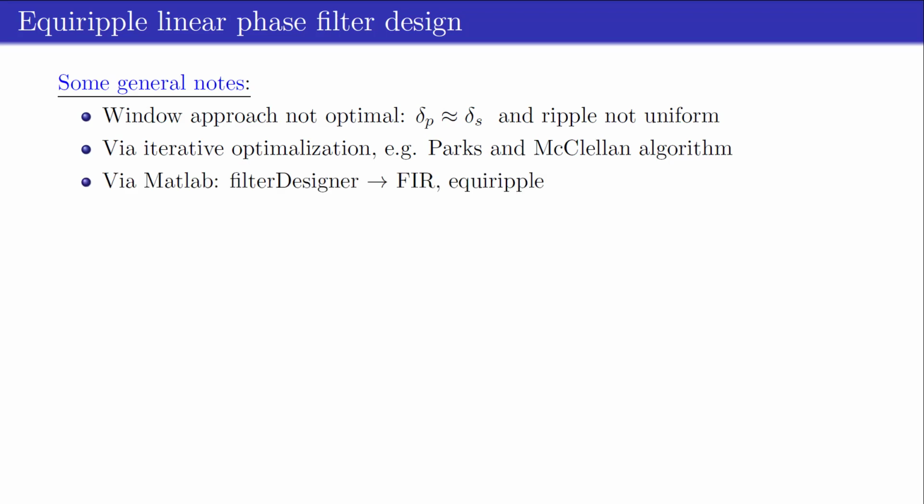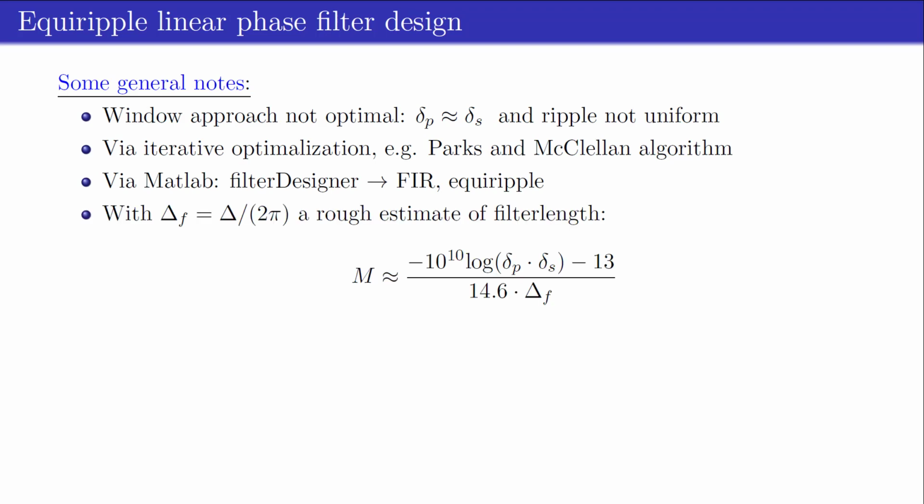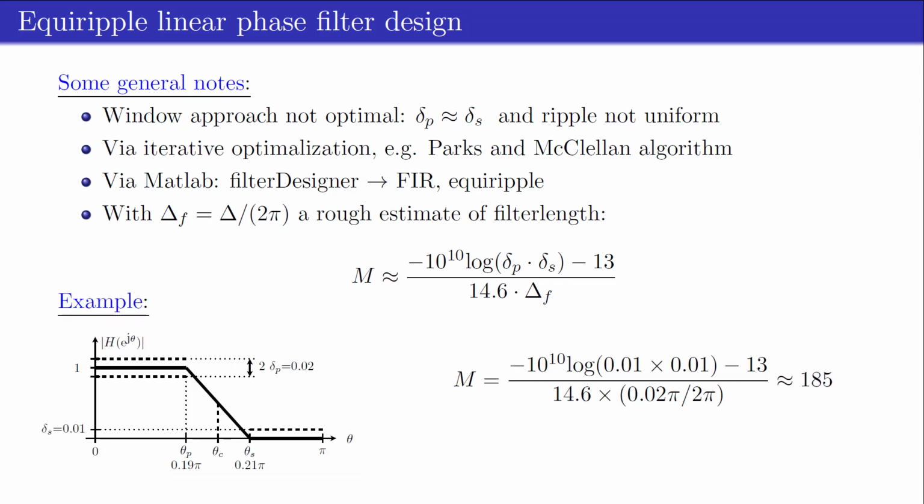This algorithm is implemented, amongst others, in MATLAB. The equation gives a rough estimate of the filter length. For the same example as on the previous slide, this equiripple filter design approach leads to an FIR filter with M is 185 weights, which is much less than the 310 weights that were needed for the FTD and windowing approach.